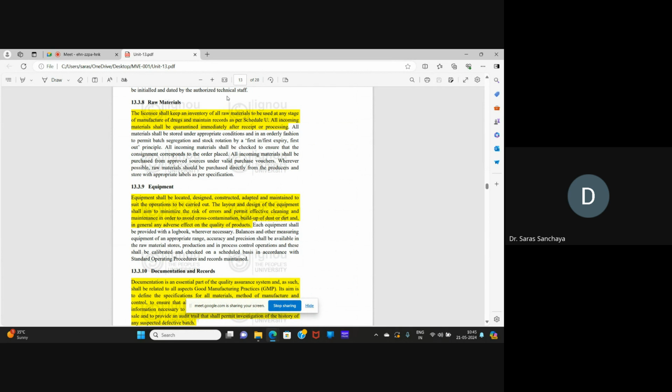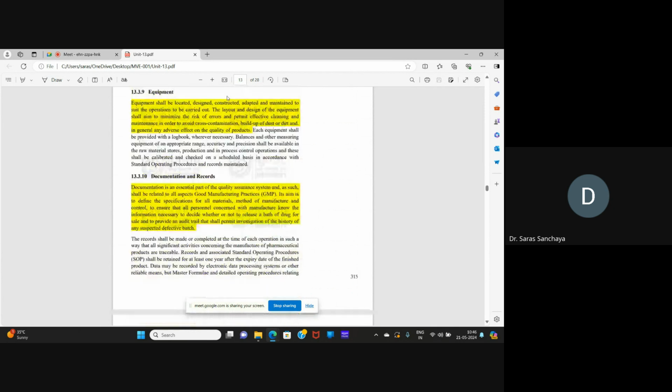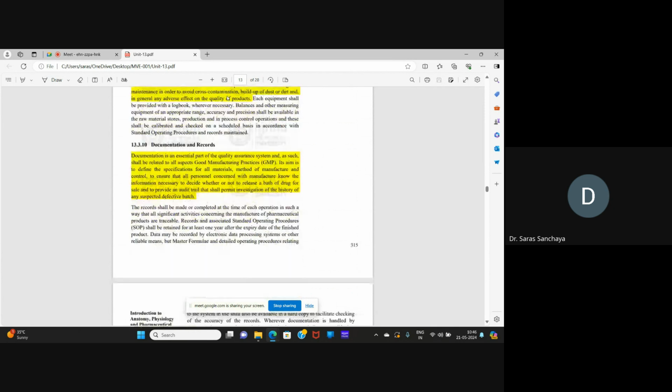Equipment. Equipment shall be located, designed, constructed, adapted, and maintained to suit the operations to be carried out. The layout and design of the equipment shall aim to minimize the risk of errors and permit effective cleaning and maintenance in order to avoid cross contamination, buildup of dust or dirt, and in general any adverse effects on the quality of the products.